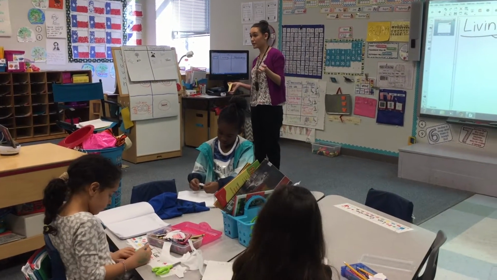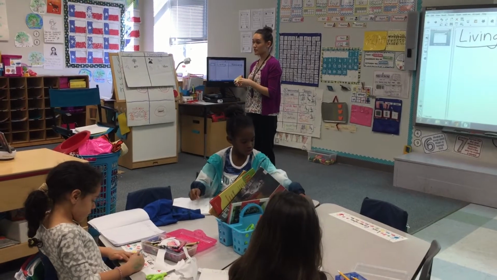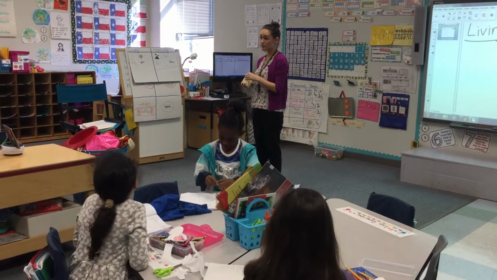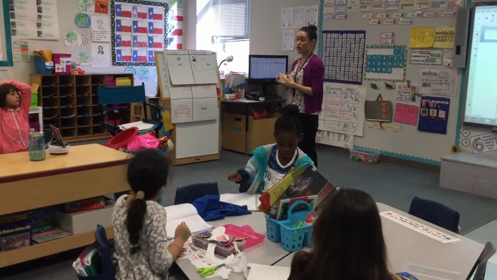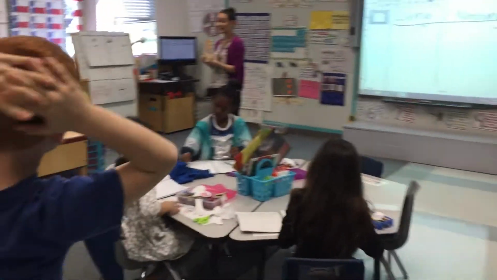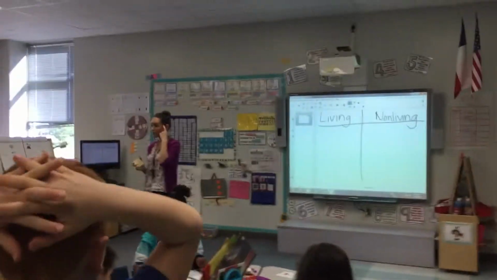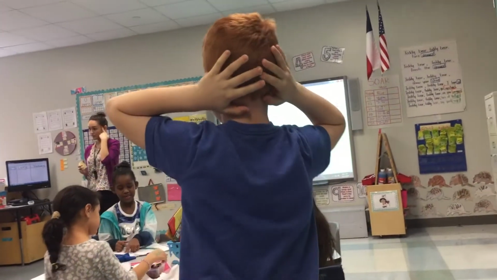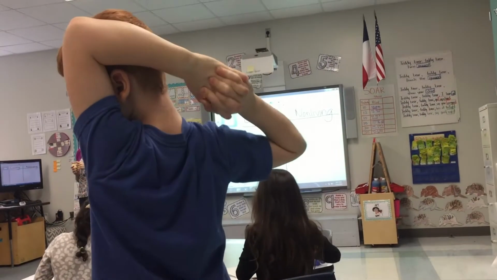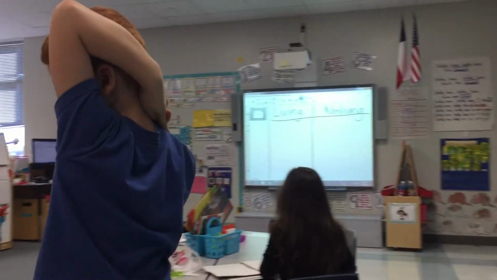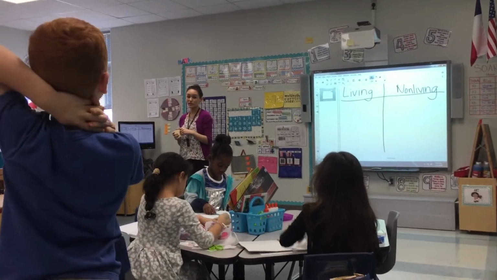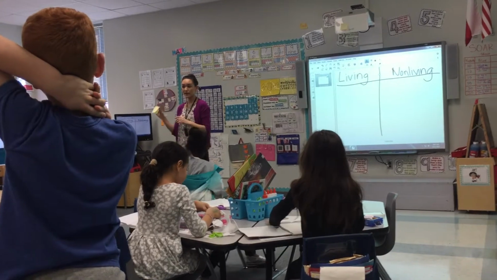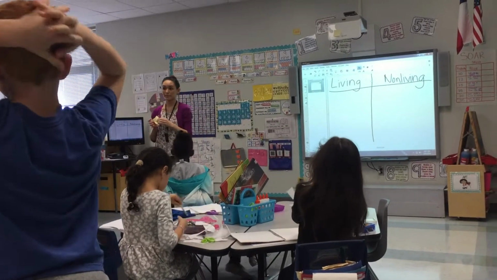Living thing or a non-living thing on a sticky note. So if you are sitting at green table or purple table, you're going to draw a picture of a living thing, okay? Think about what makes something living. What makes something living? Okay? If you are sitting at pink table or blue table, you're going to draw a picture of something non-living. I'm going to give you a sticky note to do that, okay?